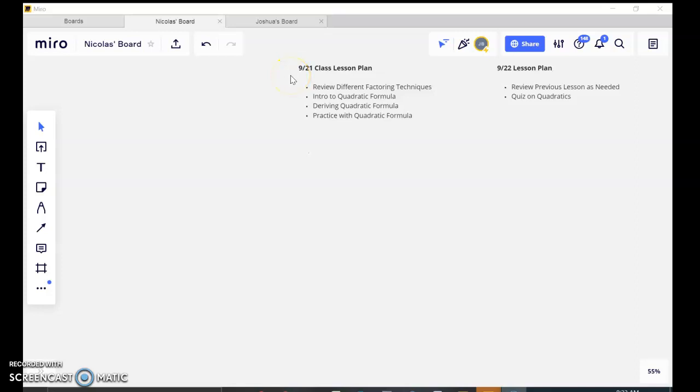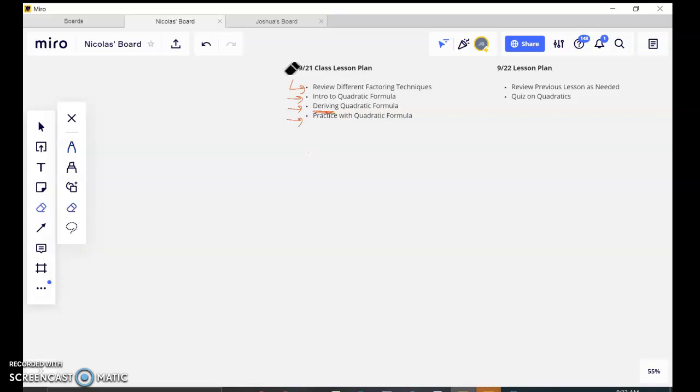For today's lesson plan, we're going to go over four main things. First thing is reviewing different factoring techniques. Then we're going to talk about the quadratic formula, how to derive it, which basically means how to create it from scratch. And then do some practice work with the quadratic formula.